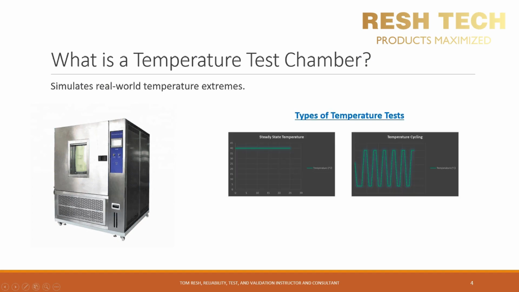Here are two types of temperature tests. The first graph demonstrates a constant temperature test, which can simulate a storage test or high temperature performance test. The second example is a temperature cycling test, which simulates the expansion and contraction stresses that occur throughout the day as the ambient air temperatures heat and cool.